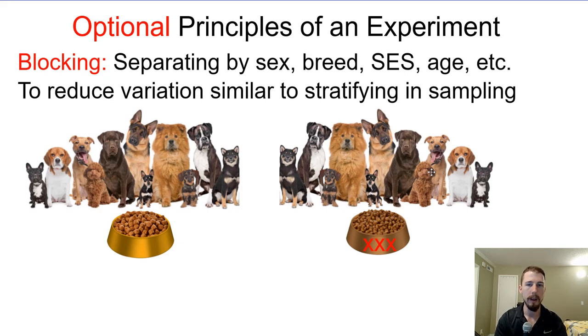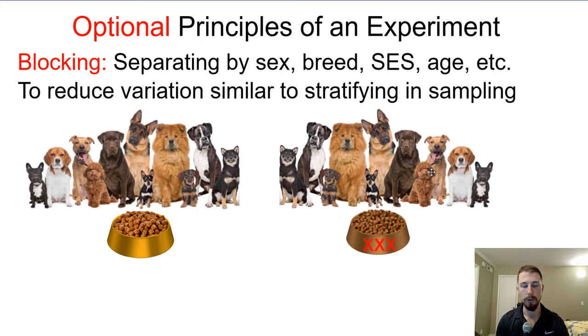So if we thought that it affected male and female dogs differently, then we would do kind of parallel experiments by blocking by sex, and we do one experiment with the female dogs and one experiment with the male dogs. If we thought it was different by breed, then we would separate it out, and we do parallel experiments by blocking by breed, where we do it with German Shepherds and we do another one with beagles or something like that.